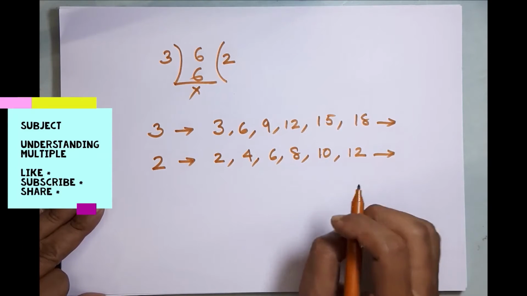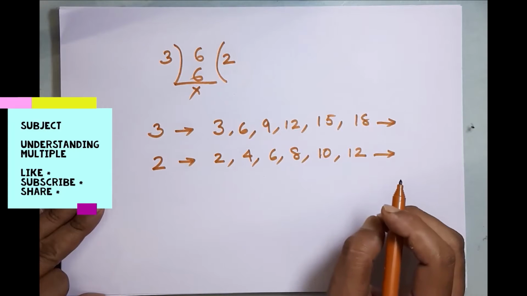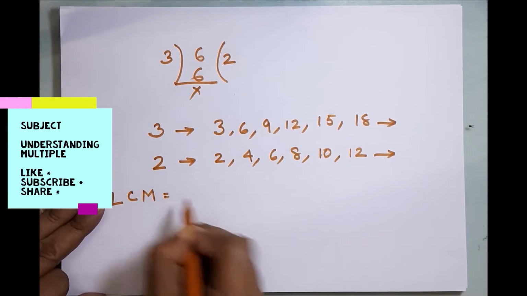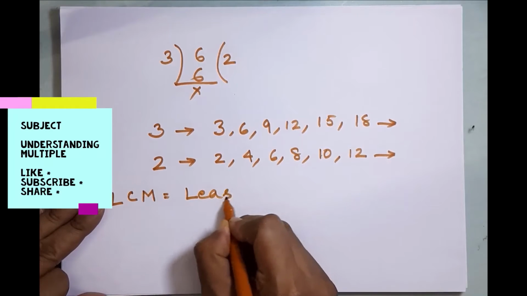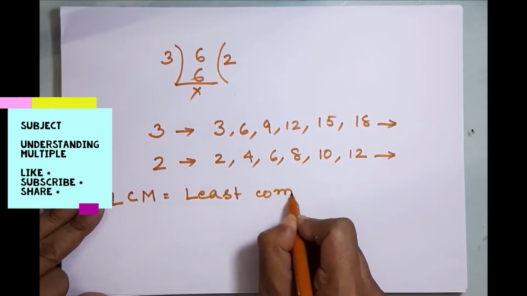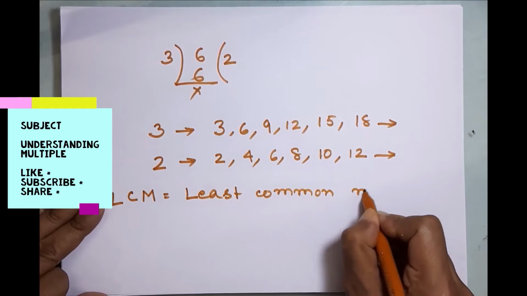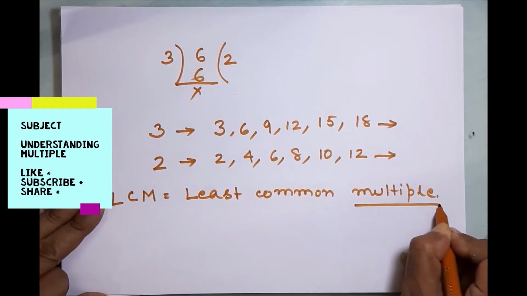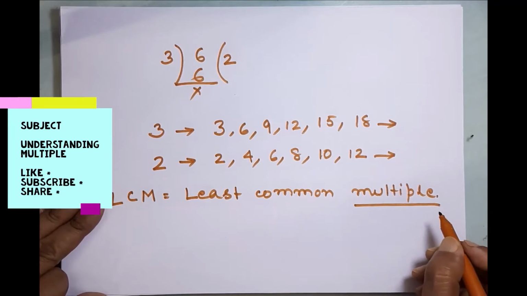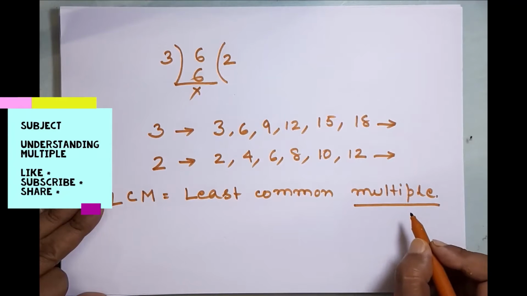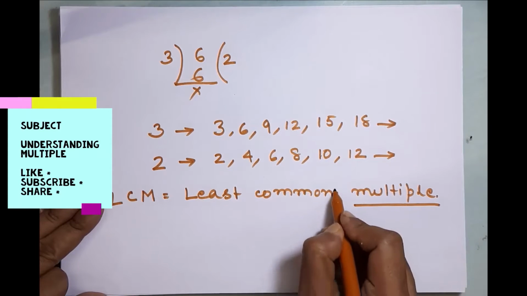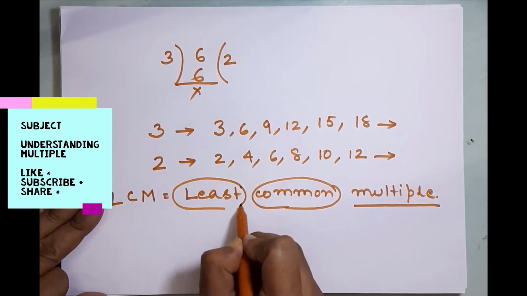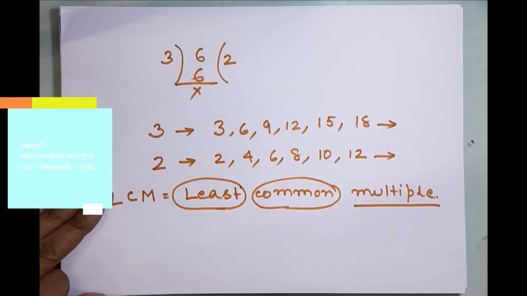Okay, so let us go back to our actual discussion of LCM. We know the full form of LCM is least common multiple. So now we have understood how to find out multiples. Now we will be discussing how to find out common multiples, and then we will identify the least of all common multiples. So let us go to our next discussion.